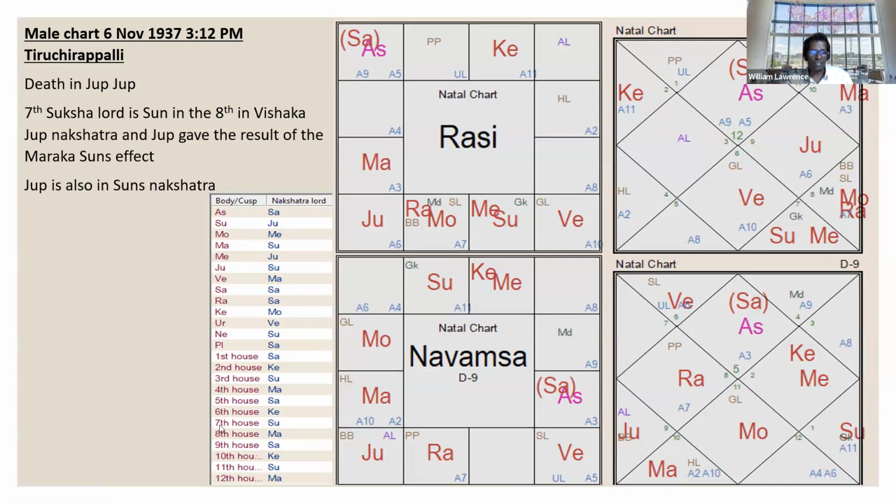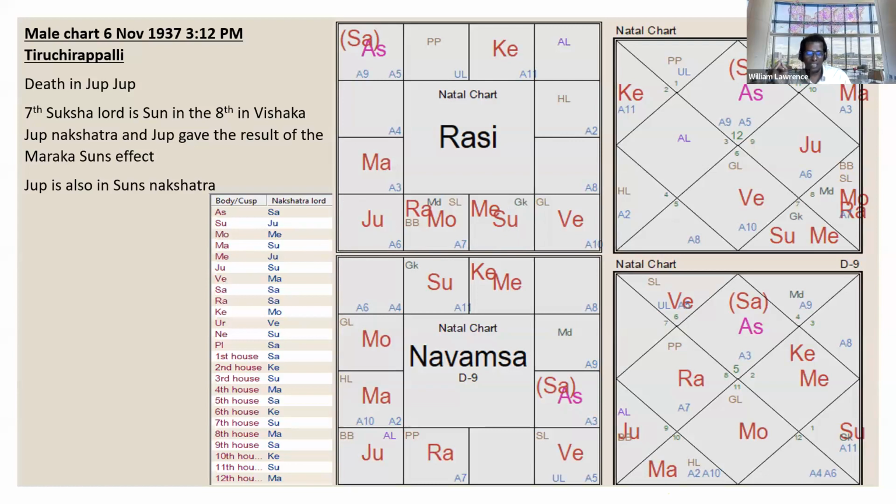So who's the 7th nakshatra lord? The 7th nakshatra lord is Sun. And where is Sun sitting now? In the 8th house. In what nakshatra is Sun sitting? Sun is sitting in Jupiter's nakshatra. Jupiter is giving the effect of Sun sitting in its nakshatra, and Jupiter by itself is also in Sun's nakshatra. You can see how clearly you can say this person will pass away.